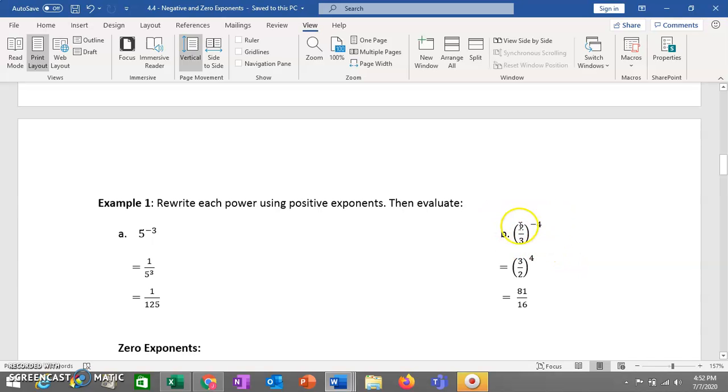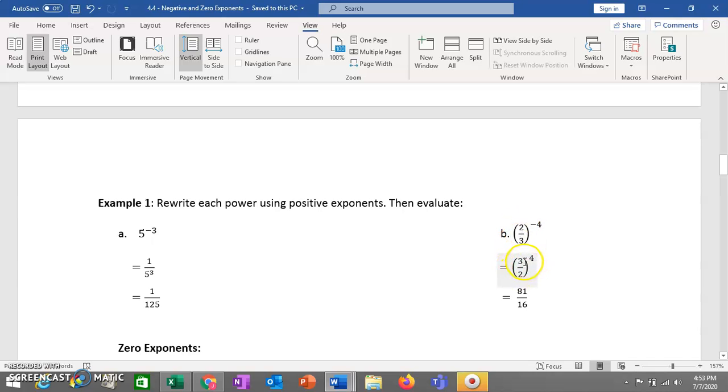In this example, it's a little bit more complicated because now we have a fraction. So 2 over 3 to the negative 4. So in theory, you could write this as 1 over 2 over 3 to the positive 4. But if you think about it, when you're dividing fractions, if I do 1 divided by 2/3, remember your rule for dividing fractions? 1 divided by 2/3 is equal to 1 multiplied by 3 over 2. You have to flip the fraction and multiply.